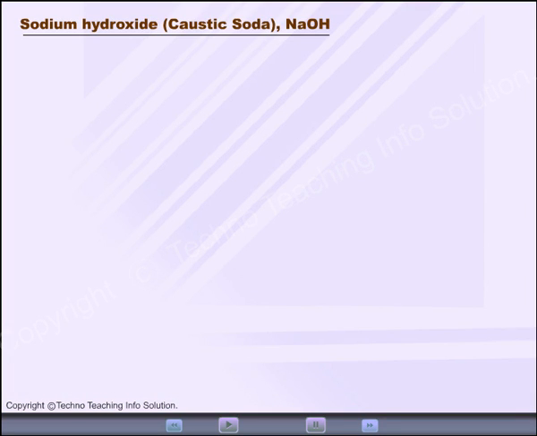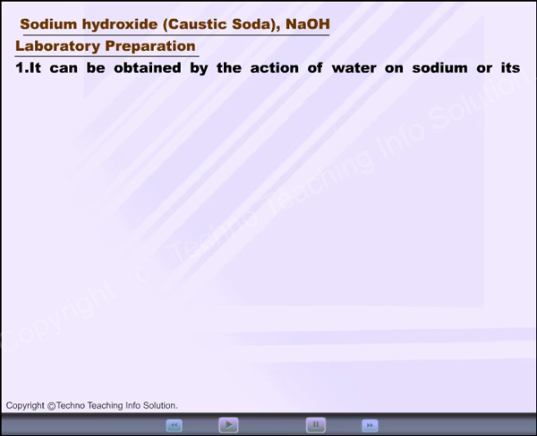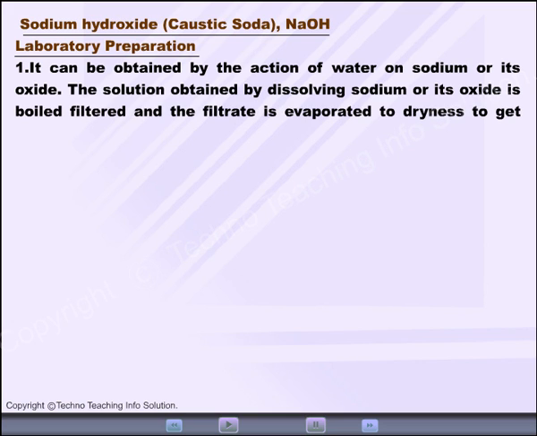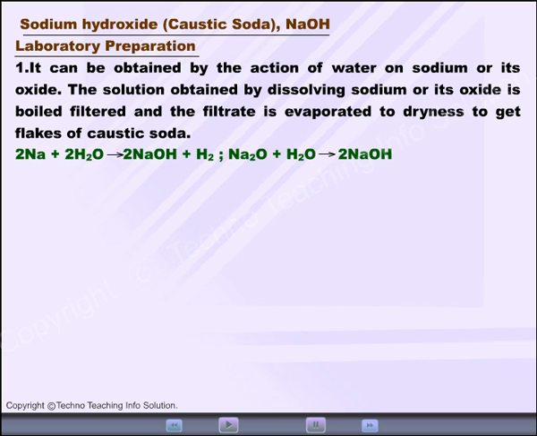Sodium hydroxide or caustic soda, denoted by NaOH. Laboratory preparation. First, it can be obtained by the action of water on sodium or its oxide. The solution obtained by dissolving sodium or its oxide is boiled, filtered, and the filtrate is evaporated to dryness to get flakes of caustic soda. 2Na + 2H2O gives 2NaOH + H2. Na2O + H2O gives 2NaOH.